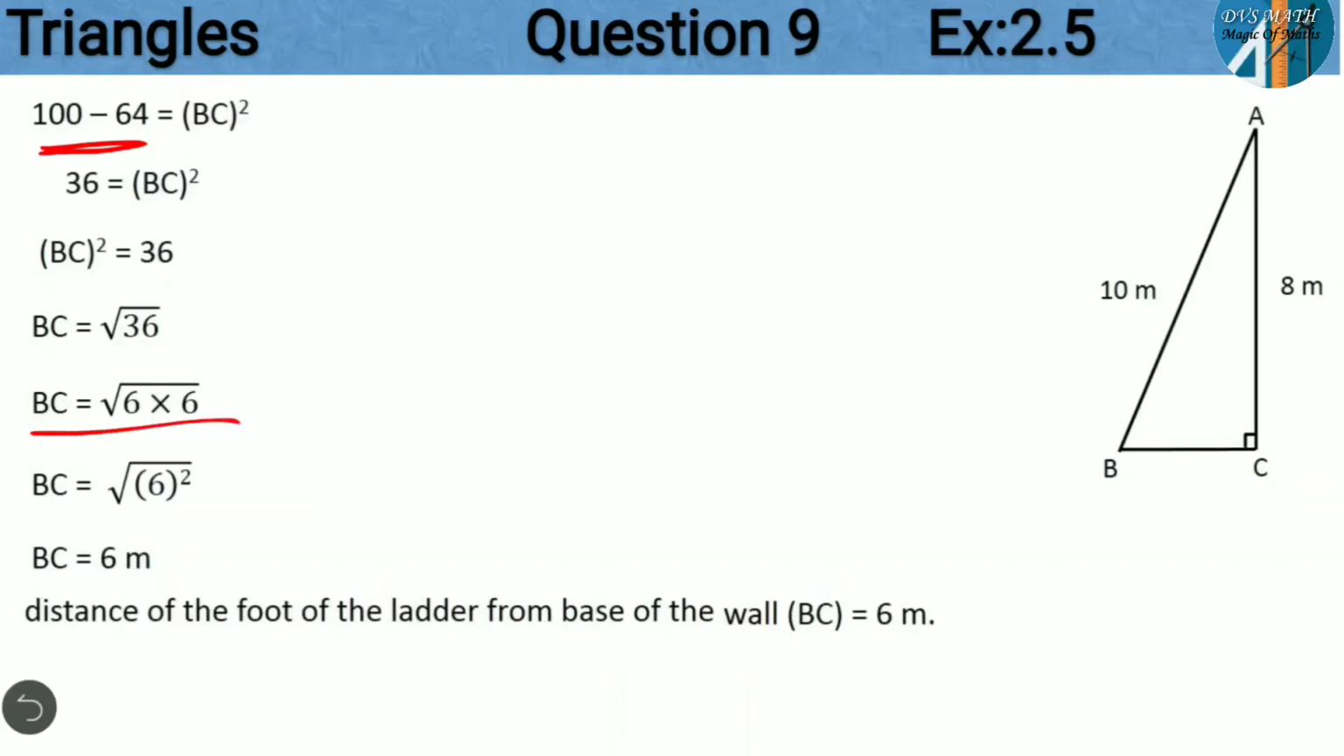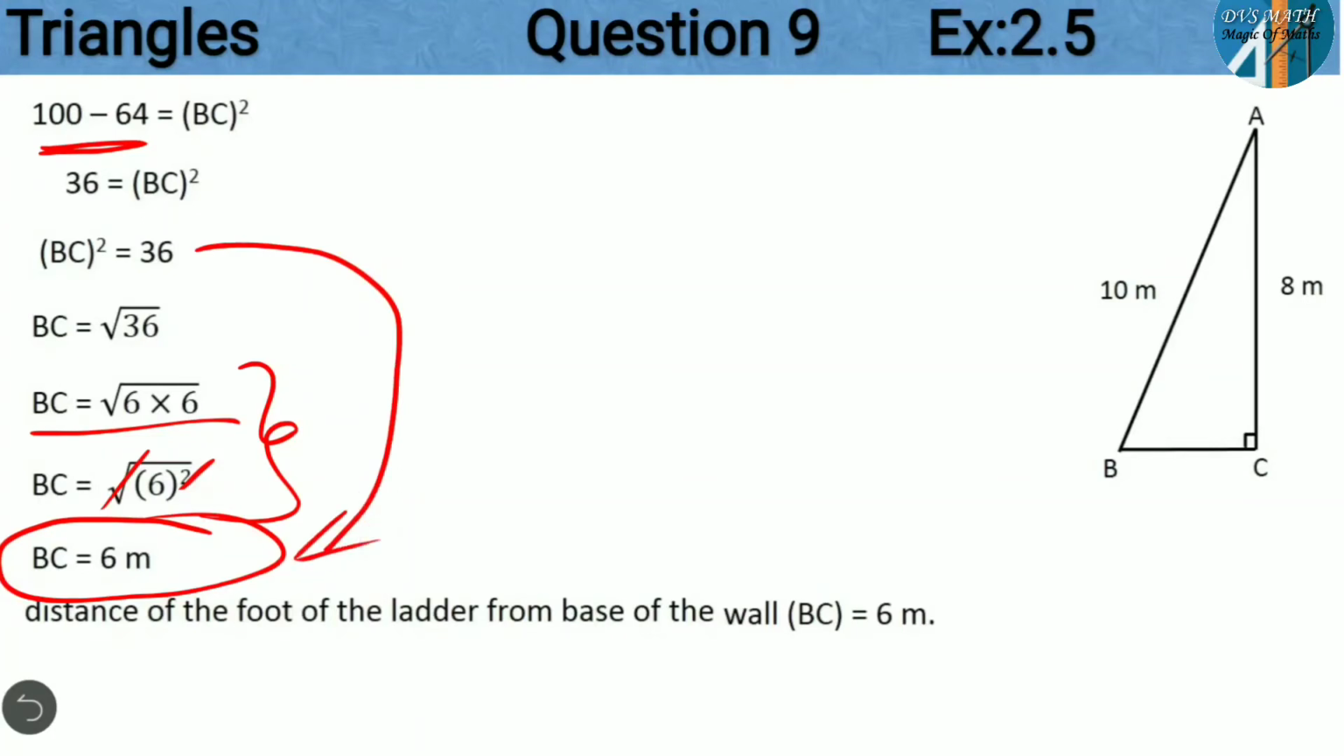I used one extra step here because many of them are a little confused when taking the square root. 36 is a perfect square, so directly you can take BC equal to 6 meter. The only thing is you have to understand this. BC is equal to square root of 36, which can be written as 6 into 6 or 6 square. So square and root cancel, and finally you get BC is equal to 6 meter. From the step square root of 36, you can directly write 6. No need to write the other two steps, I wrote them only to make you understand.